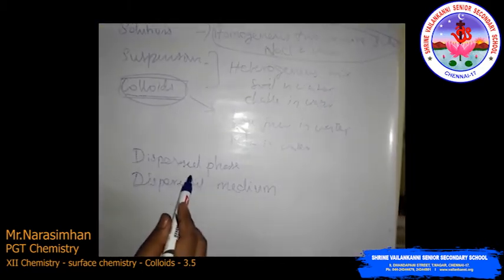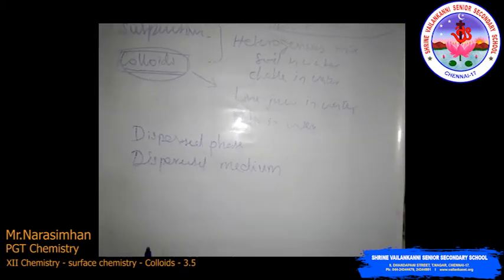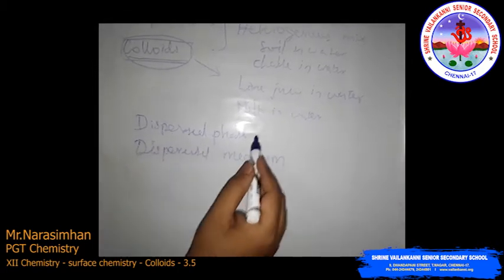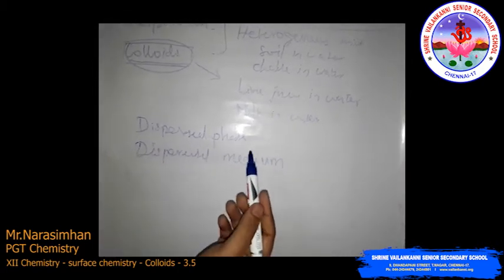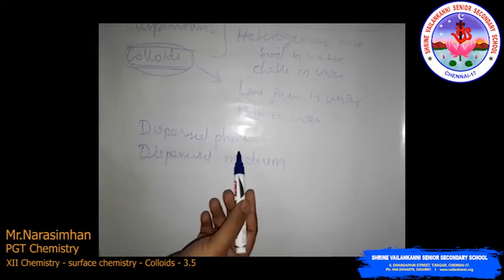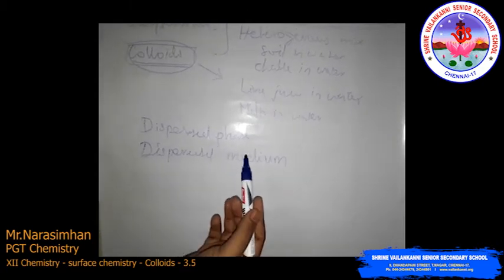Now, what is dispersed phase and what is the dispersed medium? See, the particles are scattered. The dispersed phase is the system in which one substance is dispersed as very fine particles. The other substance is called a dispersed medium.